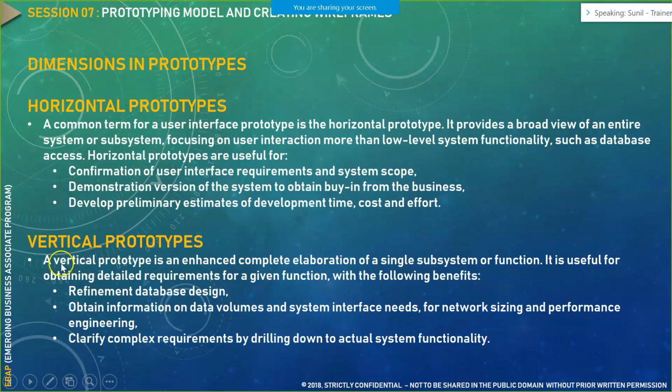The next set of prototype is your vertical prototypes. Now here you elaborate your single subsystem or function. So the SRS example I gave you, whatever prototypes you are creating in software requirement specification, those prototypes would be part of your vertical prototype. Those are the subset of your horizontal prototype.